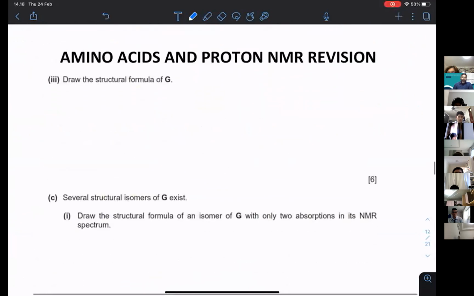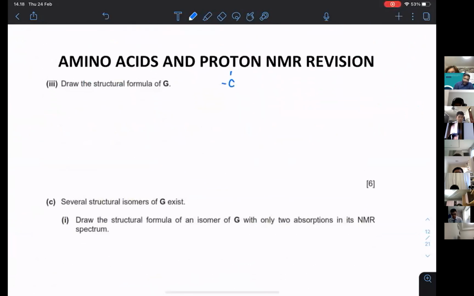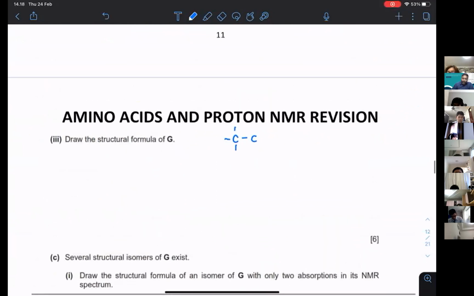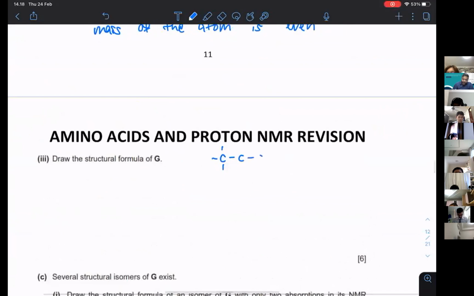Draw the structural formula of G. Just now, we concluded that there is this structure, and then you have CH3, then C double bond O, OH, and then CH2. This is the structure that we confirmed just now. So make sure the structural formula is CH3CH2COOH. This is the structural formula.